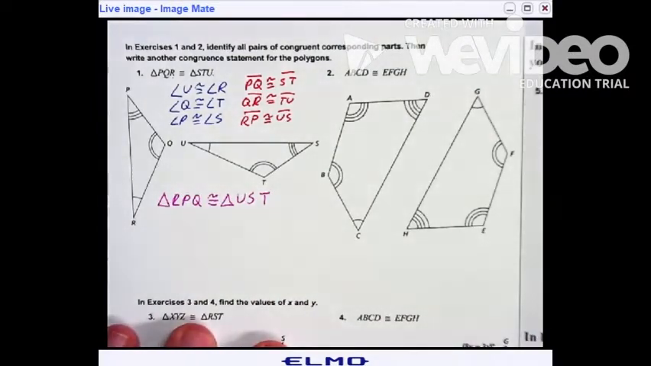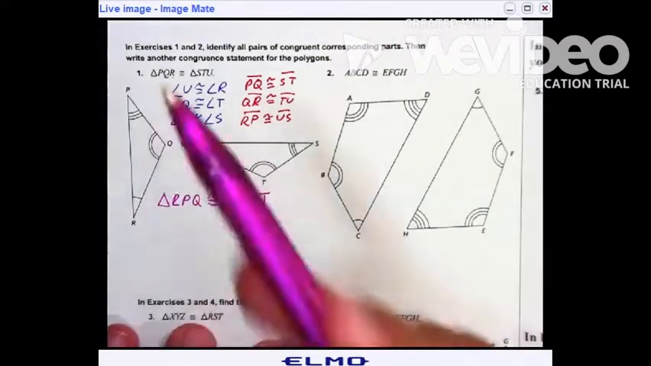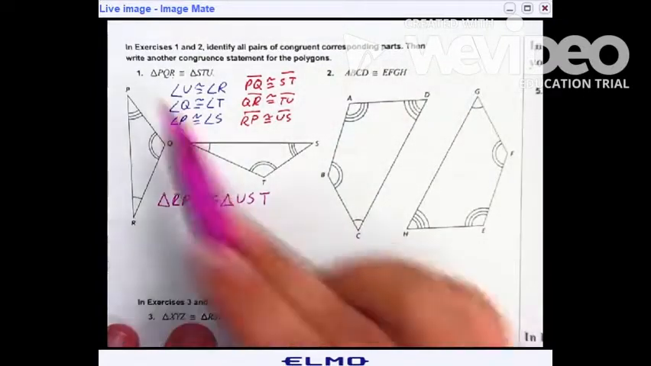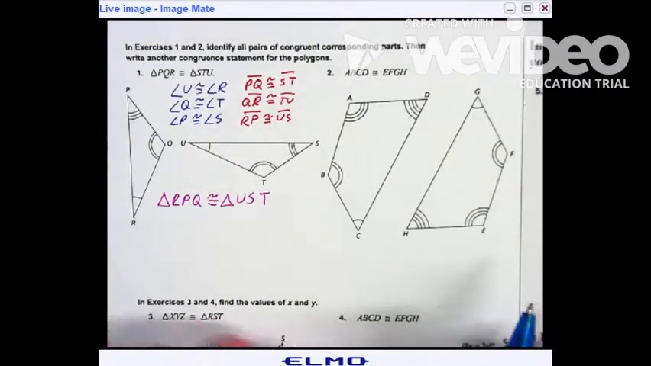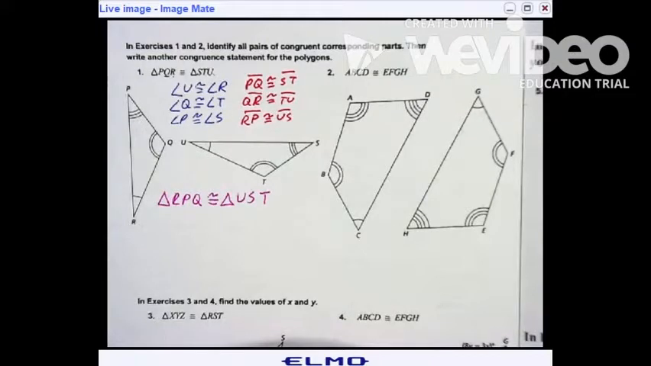Do I have to do that? No. I could have called it RQP. I could have called it QRP, QPR. It doesn't matter. I just can't call it that because it's onto something different. So what I would like you to do, pause the video, work out number 2, write down all pairs of corresponding congruent parts, and then give me another congruent statement for the polygons. All right? So pause the video, work that out, and then come back, check your work.